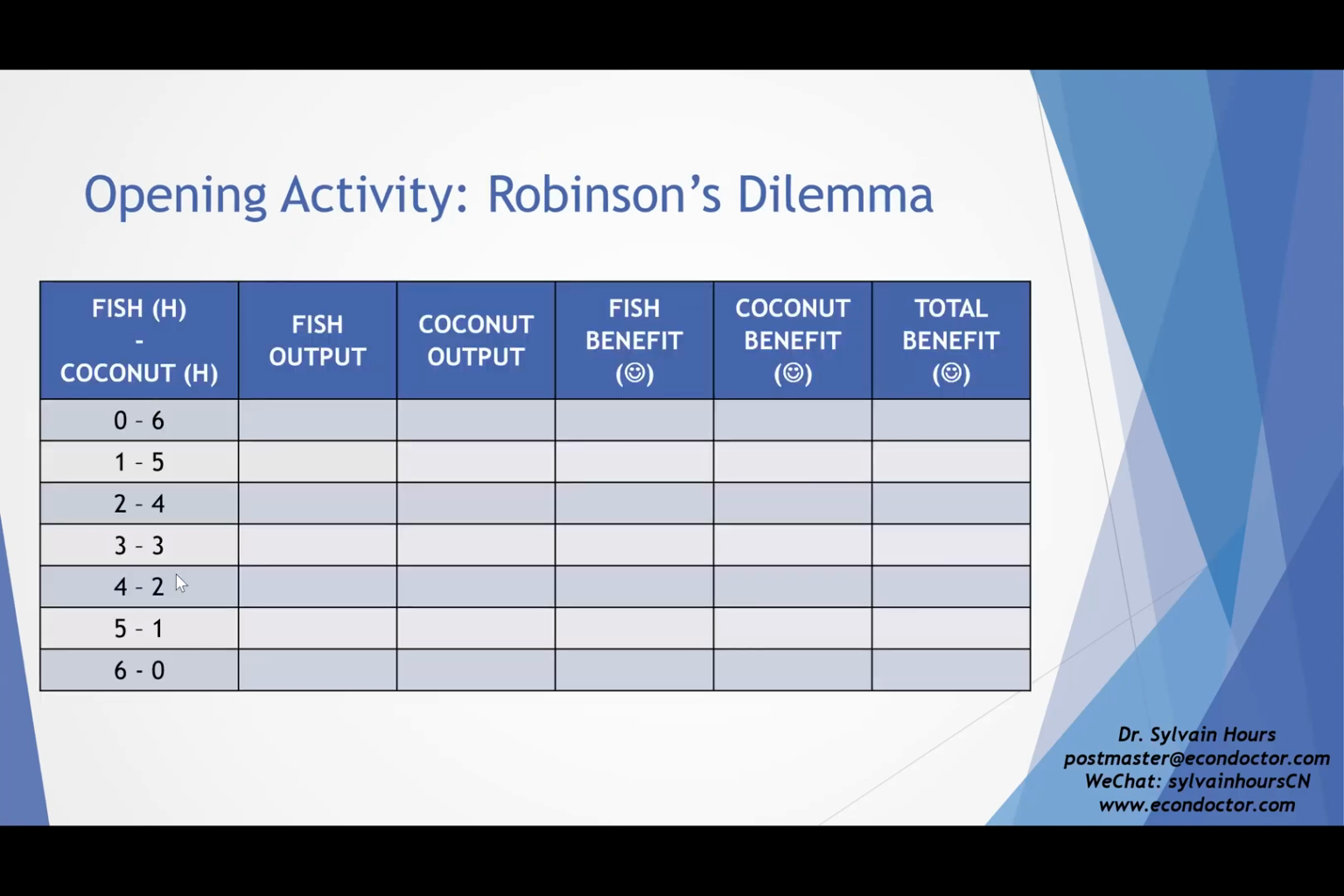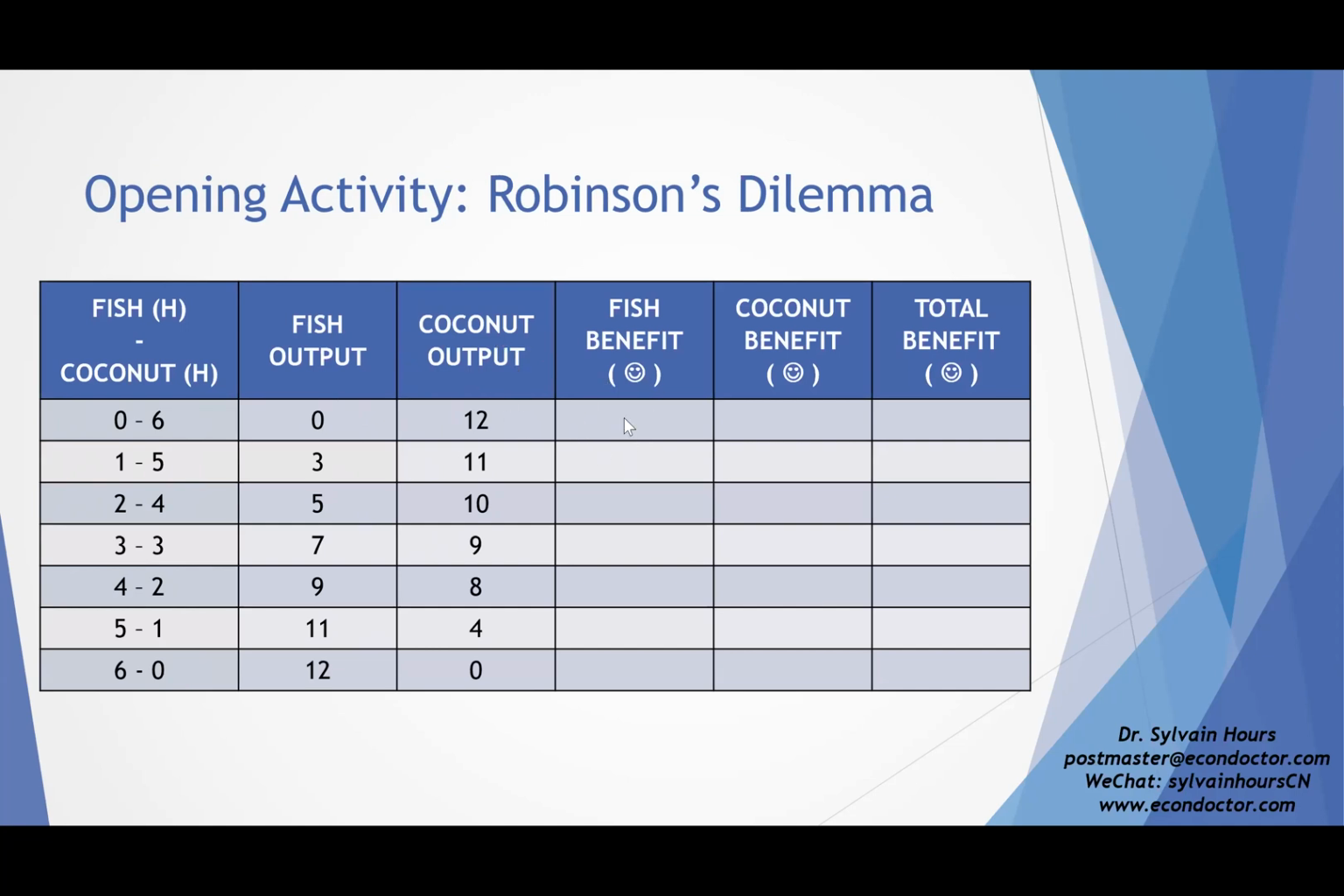So what do I do? I look at all the combinations on the PPC. I did not add the letters, but they are essentially 1, 2, 3, 4, 5, 6, 7. So these are the 7 combinations on the PPC. I give the associated fish and coconut output: how much fish we have caught, how many coconuts we have collected.